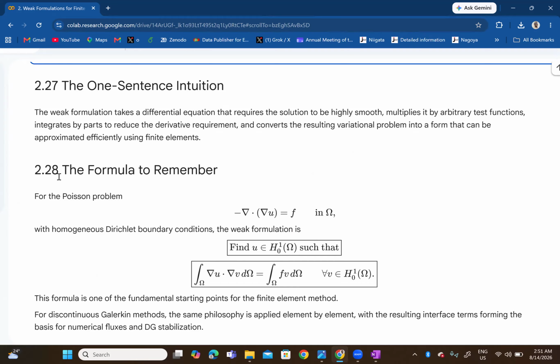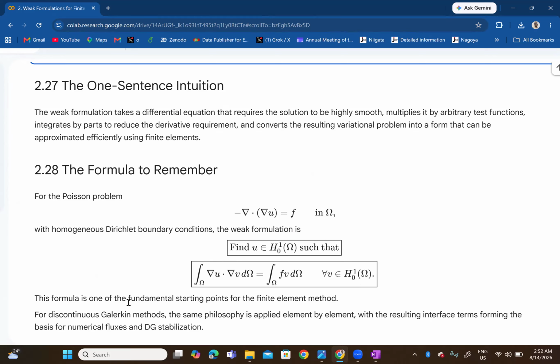So, 2.2, the formula to remember. For the Poisson problem, we have minus del dot del u equals F in omega. With homogeneous Dirichlet boundary conditions, the weak formulation will then be to find u belonging to the Sobolev space on the domain omega such that the integral of grad u dot grad v d omega is equal to the integral over omega of F v d omega, for every v belonging to the Sobolev space H1 sub 0 of omega. So this is just a generalization of the whole thing.